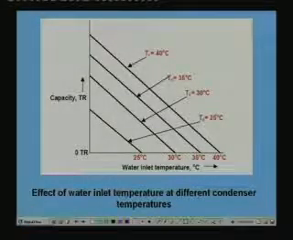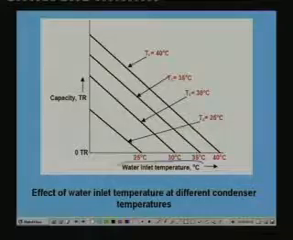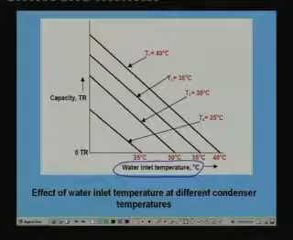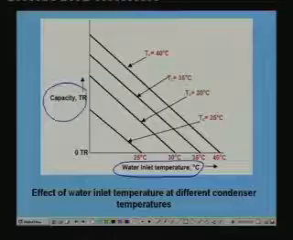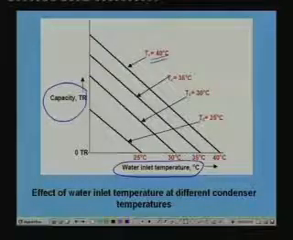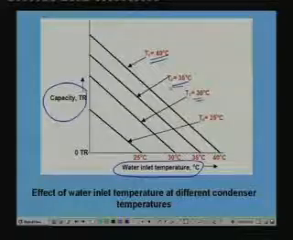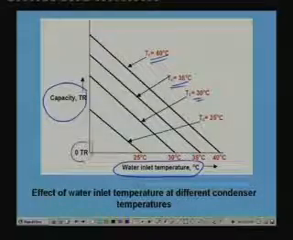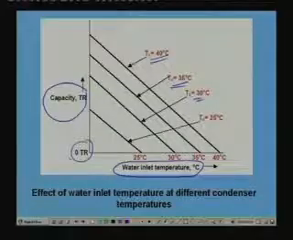If you plot this, you will find that it will be something like this. This curve shows on the x-axis the water inlet temperatures, and on the y-axis the capacity of the system, and the capacity is plotted for different condenser temperatures. Here the capacity starts at 0; the origin is 0.